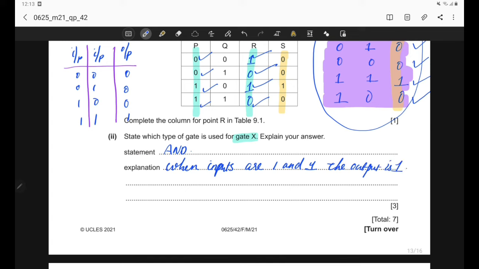For all other combinations, or whenever there is a 0 in the input, the output is 0. So any 0 input gives 0 output.